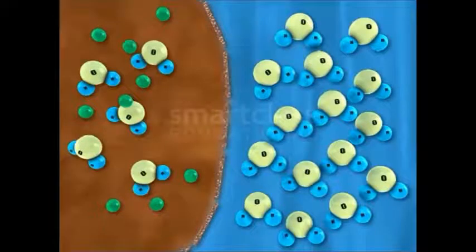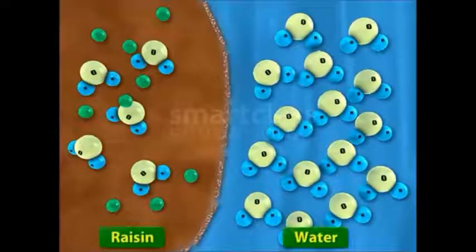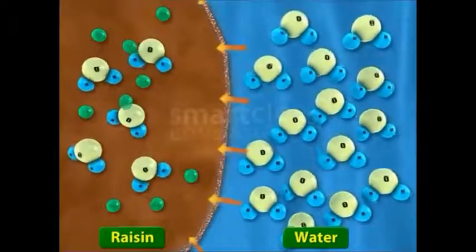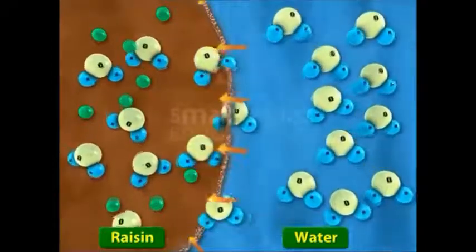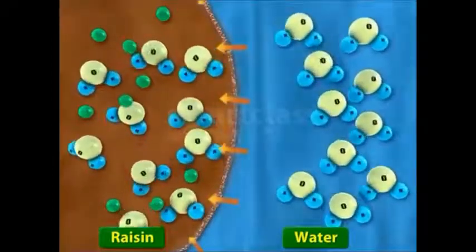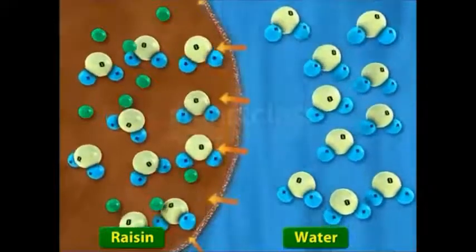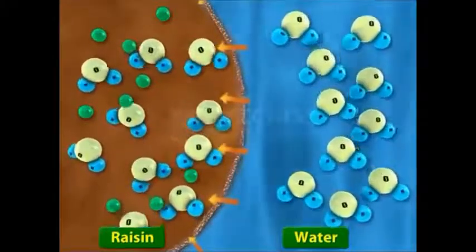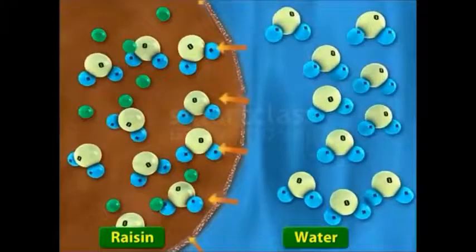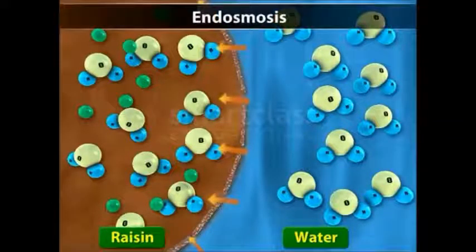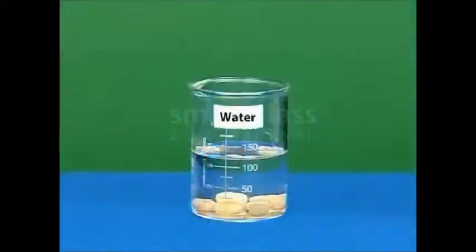Consider the first case where the raisins were kept in water. The water has a higher solvent concentration than the solvent concentration inside the raisins. Now, due to difference in concentration, an osmotic gradient is set up which results in water molecules moving from the water into the raisins. This type of osmosis is also known as endosmosis. This is why the raisins, when kept in water, swell up.